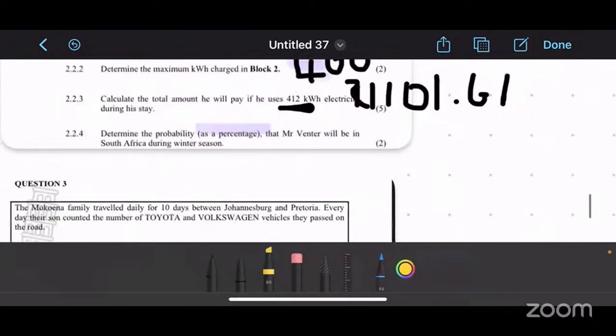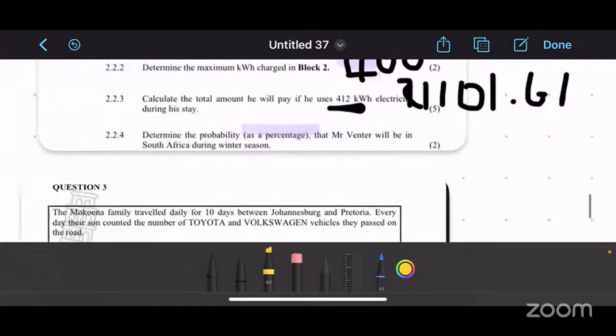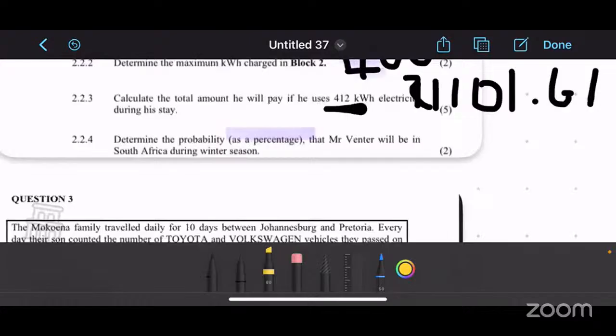Yes, so they say determine the probability as a percentage that Mr. Venter will be in South Africa during winter. What is the probability? I would say 3%. How did you get three? Ma'am, I said 3% because of how many months he's going to be there. Basically the winter season is like 3 months. That's 3 months, and then you just said 3%.